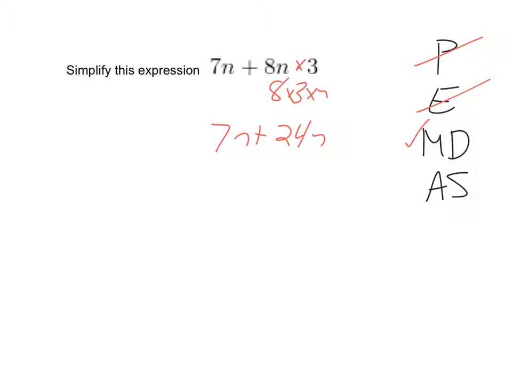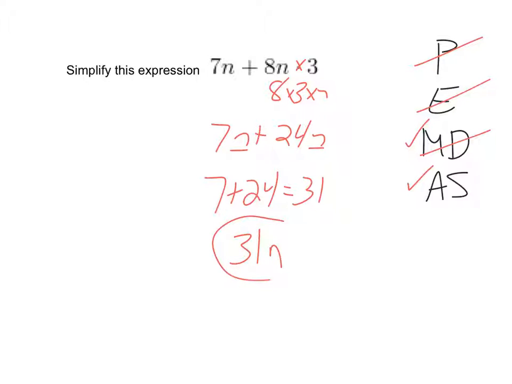There's no more multiplication or division, so I can go to add and subtract. I'm adding these two together. They have the same variable, so I can take 7 plus 24 and get 31. My answer is 31n.